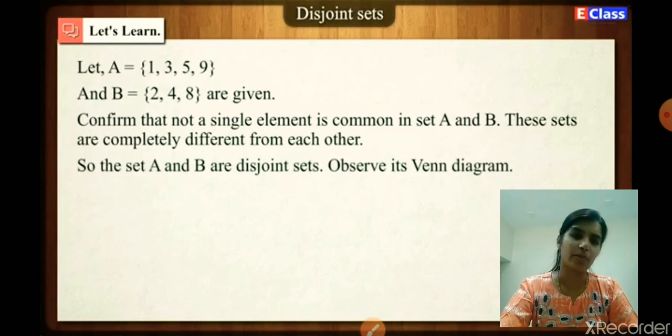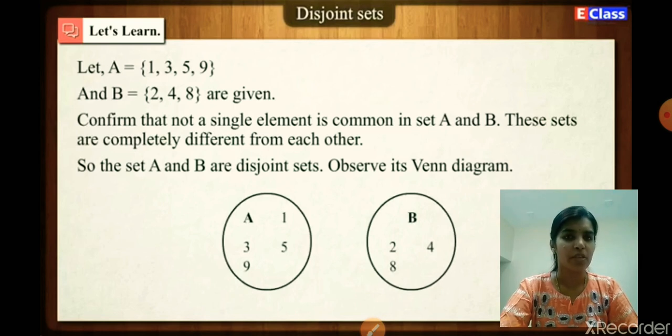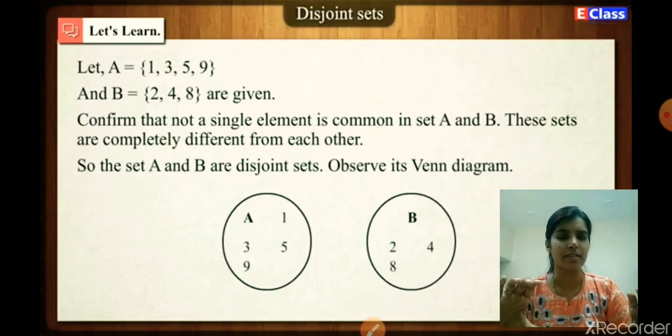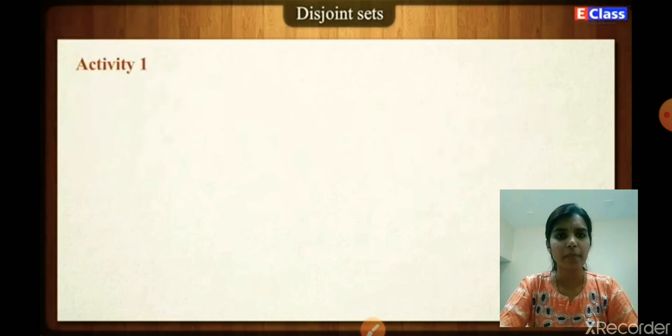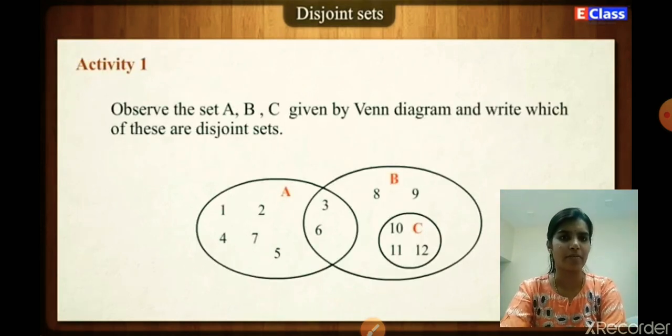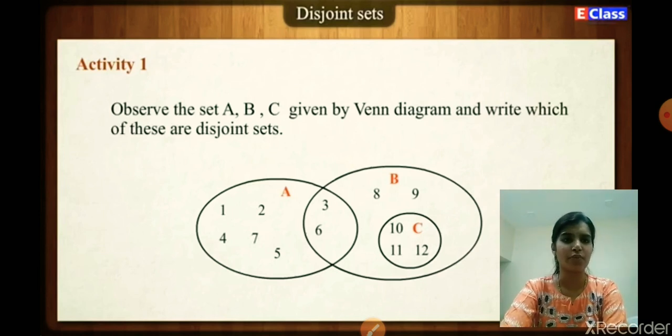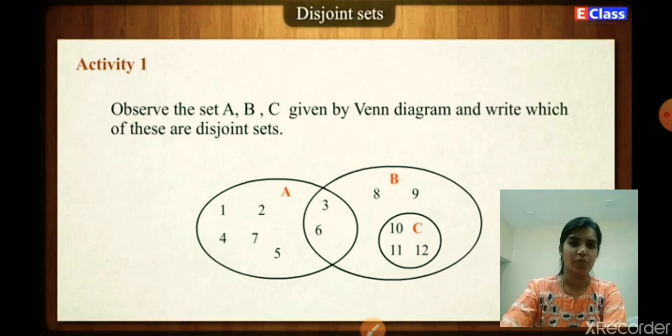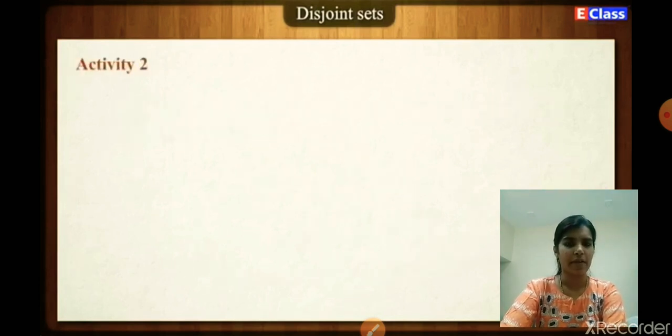And observe it by Venn diagram. So, these two are different circles. Okay. So, there is one activity. Observe sets A, B, C given by the Venn diagram and write which of these are disjoint sets. Okay. So, which we say? A and C.